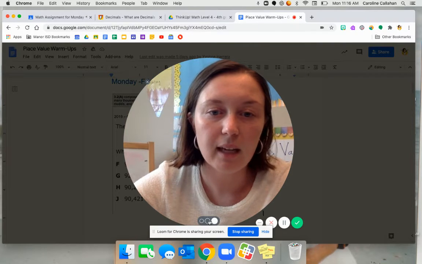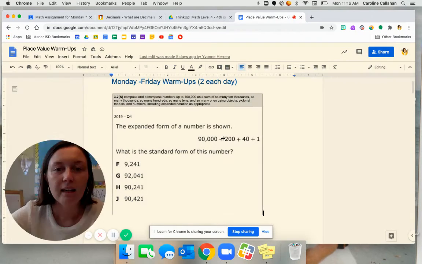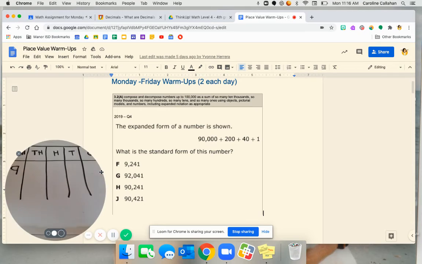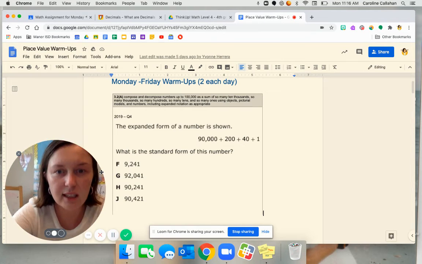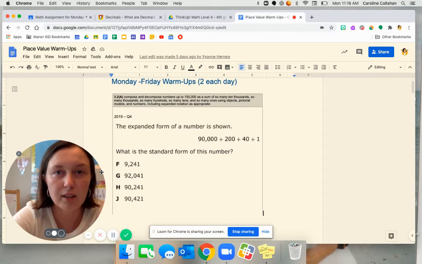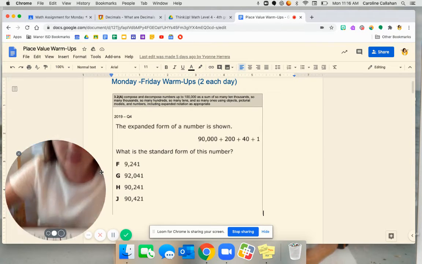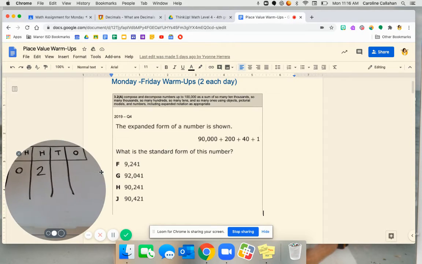So let's look back. And it doesn't look like I have anything worth any thousands, so I'm going to go down and plug a 0 into my thousands place. Next, I'm going to look for my hundreds, and there is a 200 in there, so I'm going to put the 2 in the hundreds place. And remember, only 1 digit per place value, friends.